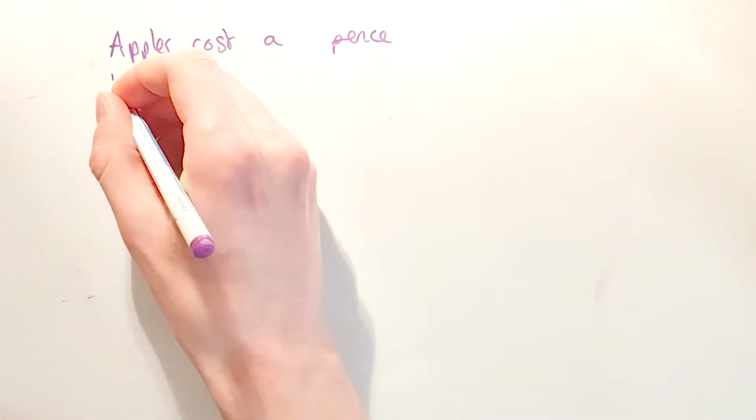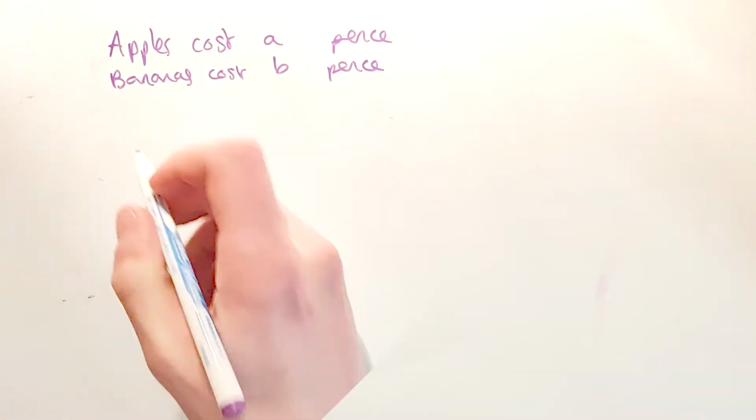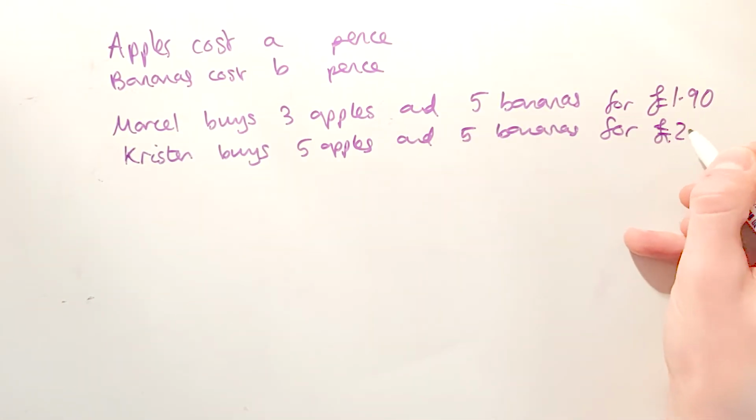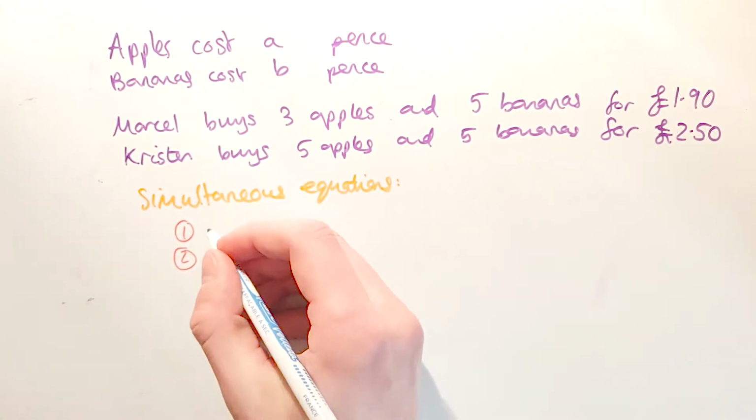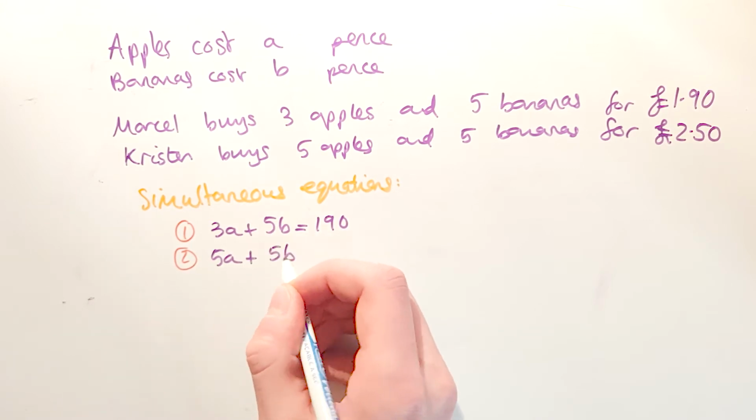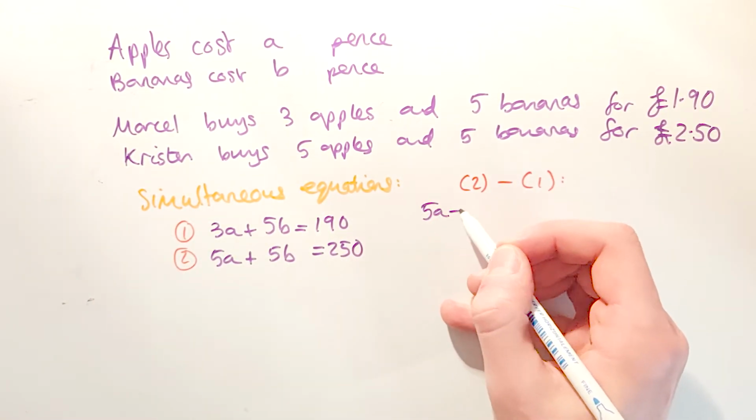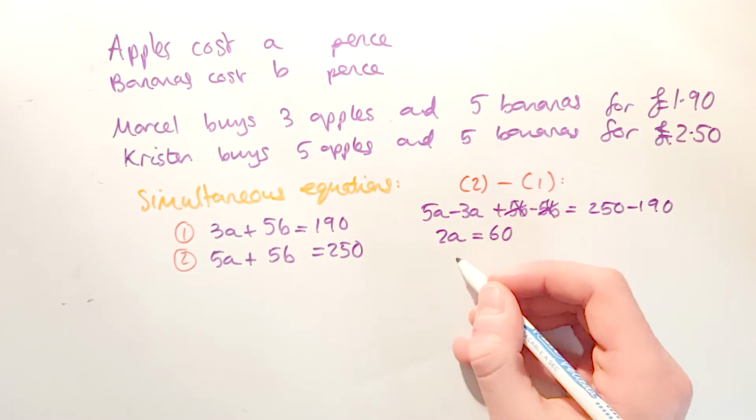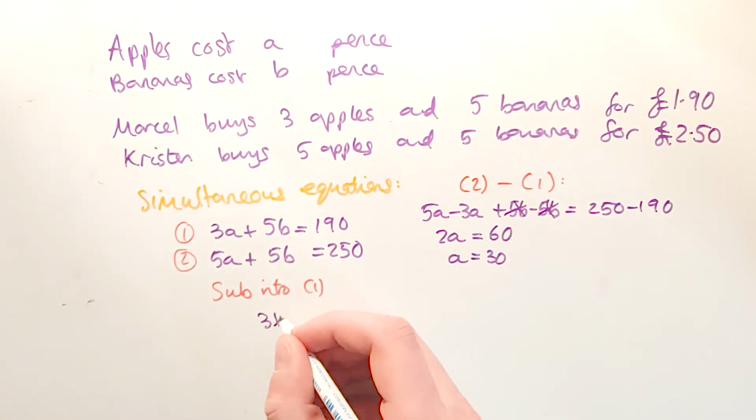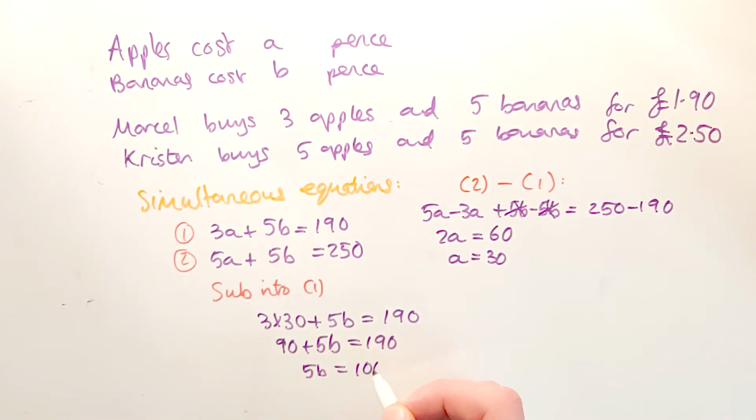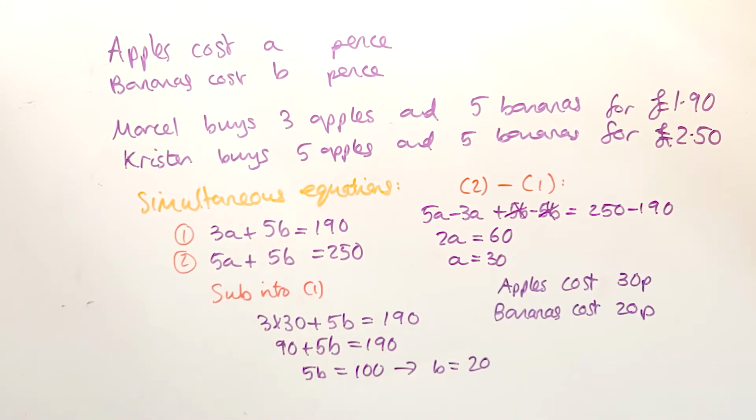We can also use simultaneous equations to solve real-world problems. Let's say apples cost A pence and bananas cost B pence. Marcel buys 3 apples and 5 bananas for this total, whereas Kristen buys 5 apples and 5 bananas. We can write this out as 2 simultaneous equations. I've converted the totals to pence as that's what's written in the question. Then we can solve the simultaneous equations by subtracting equation 1 from equation 2. This gives us a value in pence for the price of the apples. We can substitute this back into equation 1. Using simultaneous equations has helped us solve this without guessing the answers.